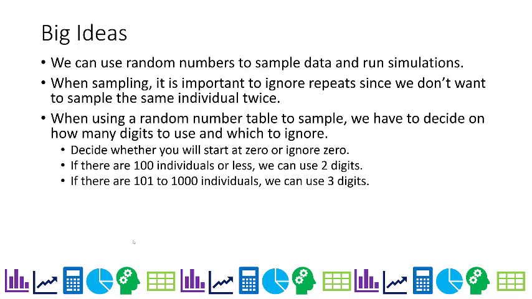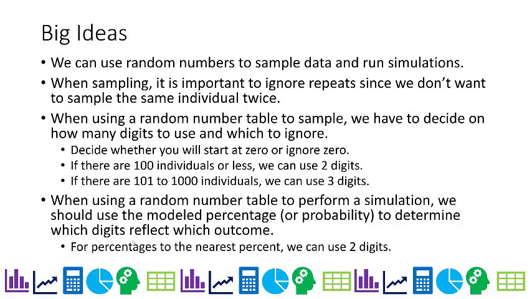If there are 100 individuals or less, we can use 2 digits. If there are 101 to 1,000 individuals, we can use 3 digits. Although I'll tell you, if it's like 101 individuals, that'd probably be a mess. I'd probably use technology instead because I'd have to ignore pretty much 102 to 999 and 000. That would be a pain. But if you're doing a random number table, that's actually what you would have to do.